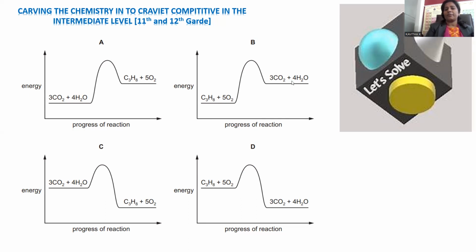So higher energy may not accompany the product molecule. So the right representation will be option number D. Progress of the reaction can be taken on the X coordinate, energy on the Y coordinate, reactants on the left hand side, products on the right side. On the energy comparison, the product has less energy compared to the reactant, being exothermic in nature.